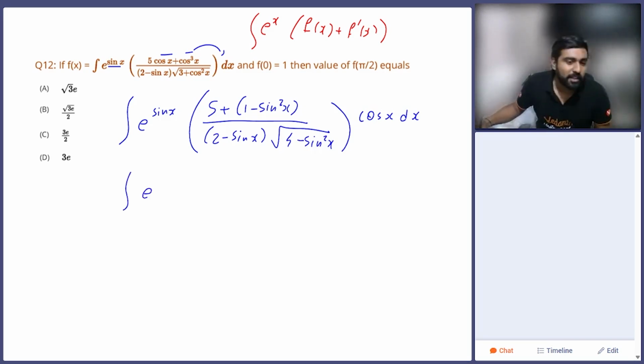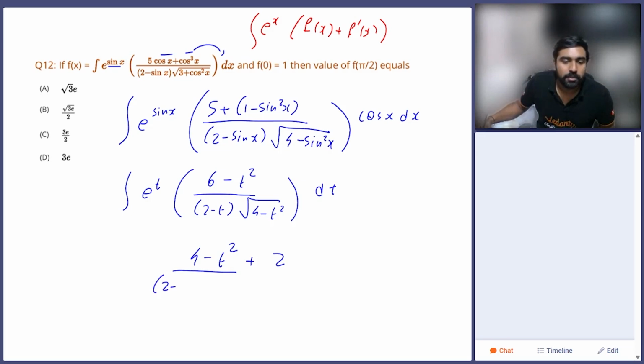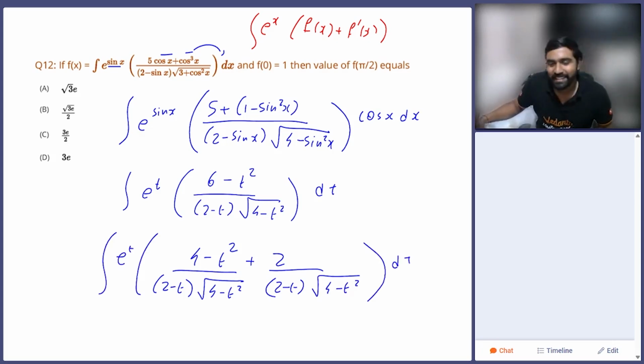Substituting sin x is equal to t, you will get integral e power t, you have 6 minus t square divided by 2 minus t into root of 4 minus t square dt. 6 minus t square, what I will do is break it out as a 2 and a 4 minus t square, because I can see a root of 4 minus t square in the denominator. So I can write this as 4 minus t square plus 2. So I have 2 minus t into root of 4 minus t square and plus 2 into 2 minus t root of 4 minus t square, e power t integral dt.